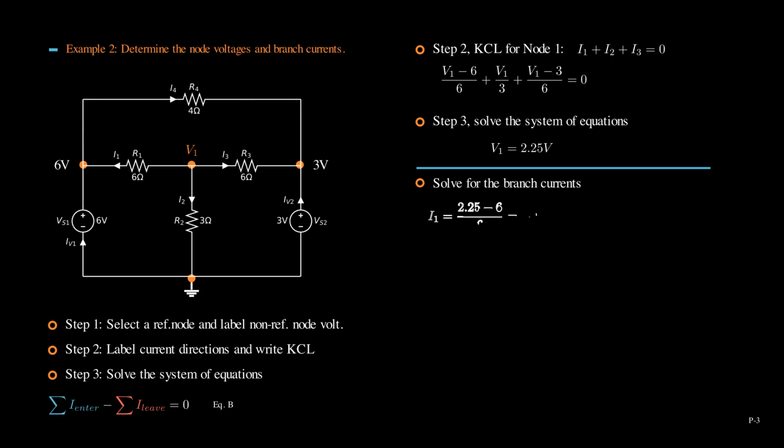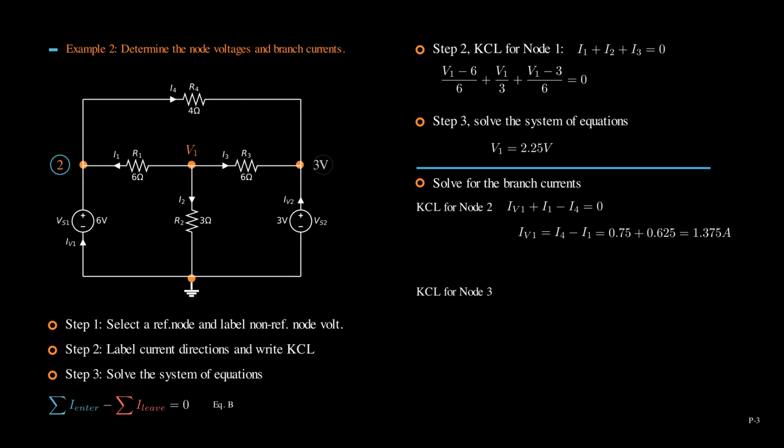Using Ohm's law, we can determine I1, I2, I3, and I4. I1, I2, and I3 are exactly the same as example 1. The difference from example 1 is the current going through the 2 voltage sources. Let's find them. To find the current going through the first voltage source, IV1, let's write KCL for node 2. Note that we used equation B to write the KCL. With one-step algebra, we find IV1 equals I4 minus I1. Note I1 is negative. Then, plugging in numbers, we can calculate IV1 is 1.375.